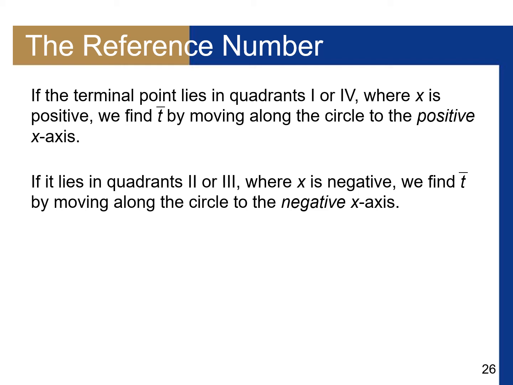If the terminal point lies in quadrant 1 or 4, where x is positive, we can find that t-bar by moving along the circle to the positive x-axis. However, if it lies in quadrant 2 or 3, where x is negative, we find t-bar by moving along the circle to the negative x-axis.